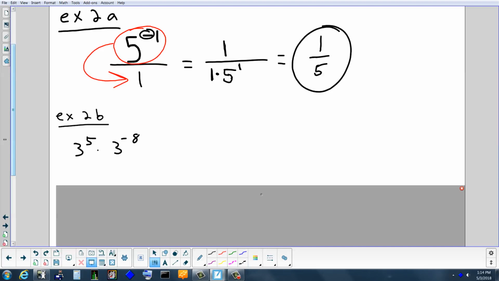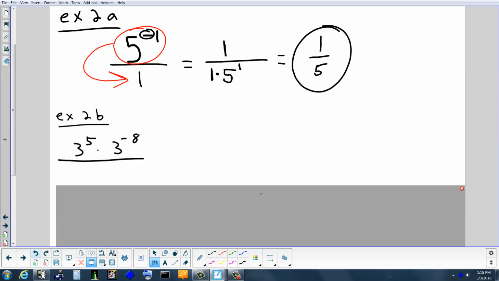3 to the 5th times 3 to the negative 8th. Look at the first one. Does that have a negative exponent? No. Leave it. Do not touch it. If it doesn't have a negative exponent, don't move it. If you move something that doesn't have a negative exponent, what do you think you're going to end up doing? Giving it a negative. Okay? If you move something that's already positive, you're going to mess it up. Don't move positive. Now, what can we put in the bottom?